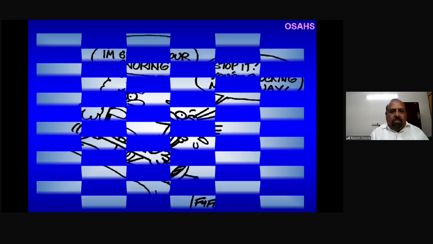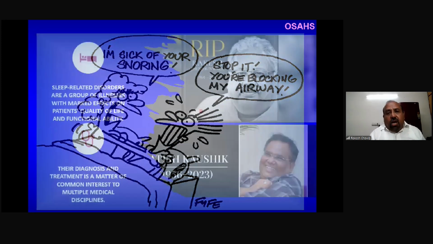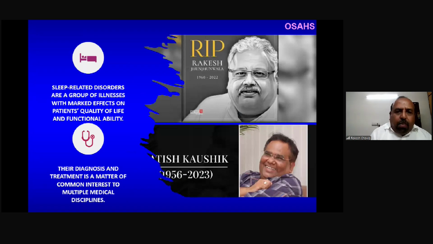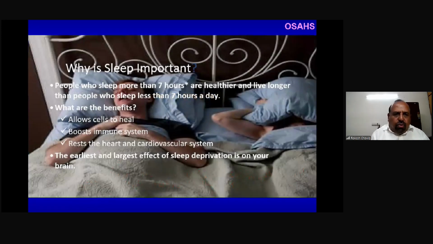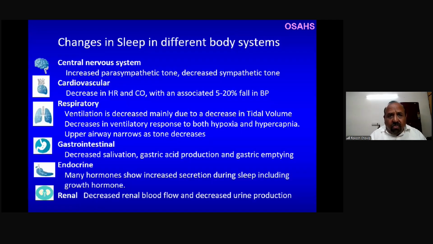I have appreciated them. So you know this cartoon, and you know the sleep-related disorders are a group of illnesses with marked effects on patients' quality of life. They ignored their problem. We all knew he has sleep apnea, but he always ignored his issues. Why is sleep important? People who sleep more than 7 hours are healthier and live long. Those who sleep less than 7 hours, what are the benefits? Sleep allows cells to heal, boosts the immune system, rests the heart and cardiovascular system.